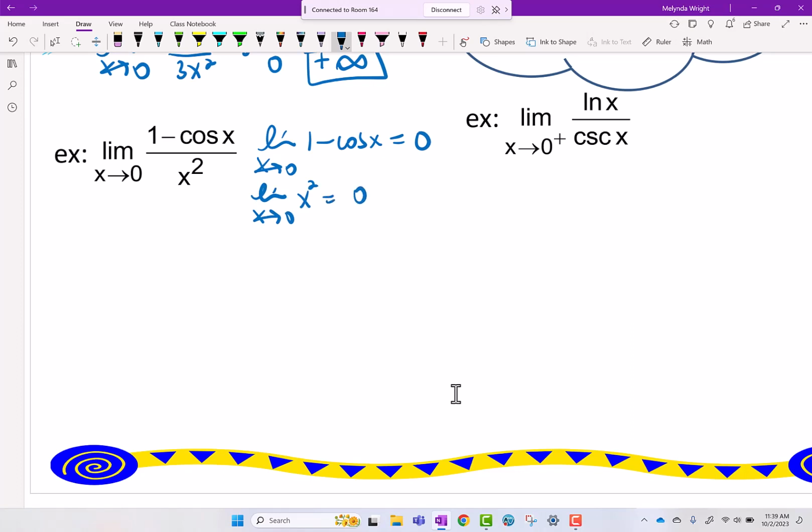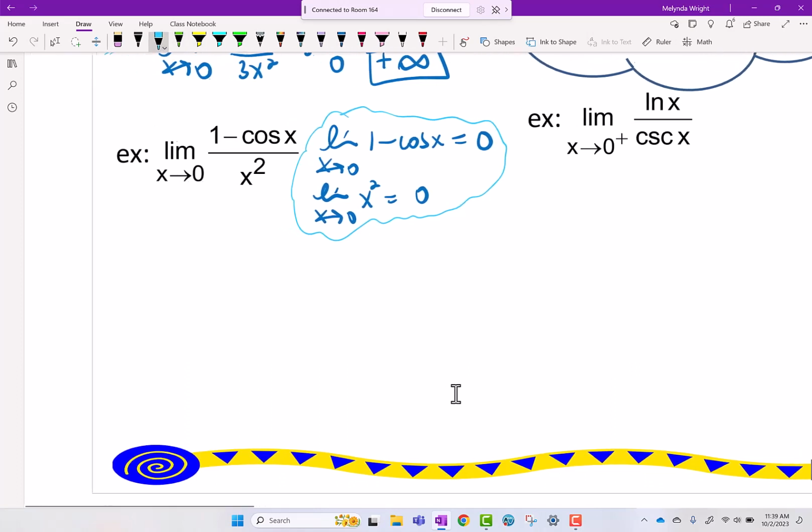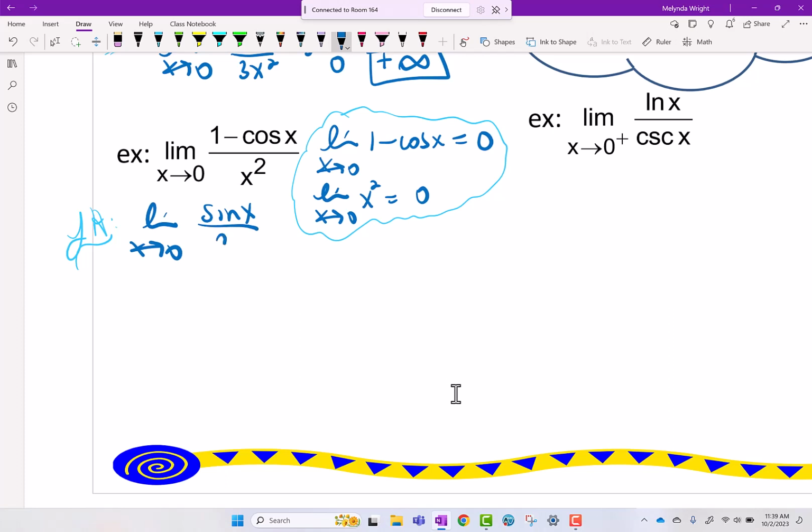Notice I'm not making them a fraction. Don't make them a fraction. But again, this is required for us to do L'Hopital. Okay, so I'm going to put my little LH out to the side. I'm doing L'Hopital. And so we've got the limit as x goes to 0. So the derivative of 1 is 0. The derivative of negative cosine is a positive sine. The derivative of x squared is 2x.